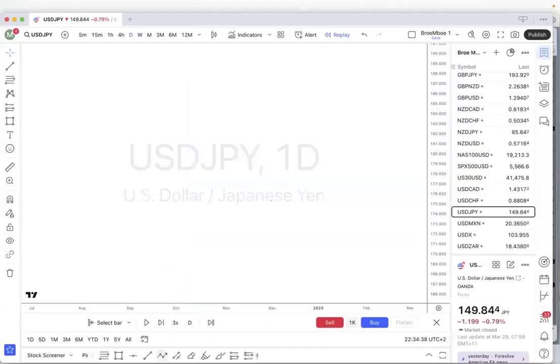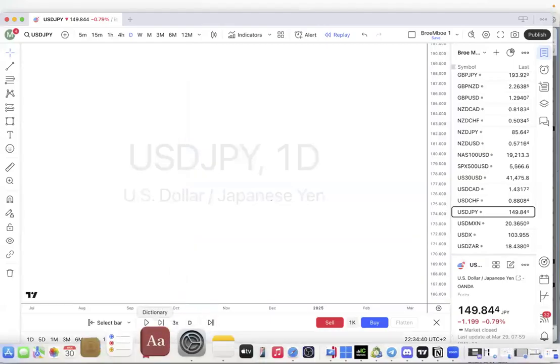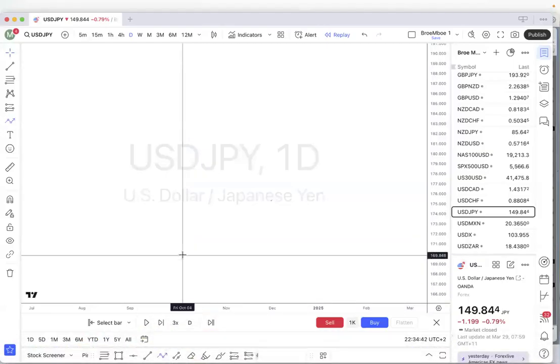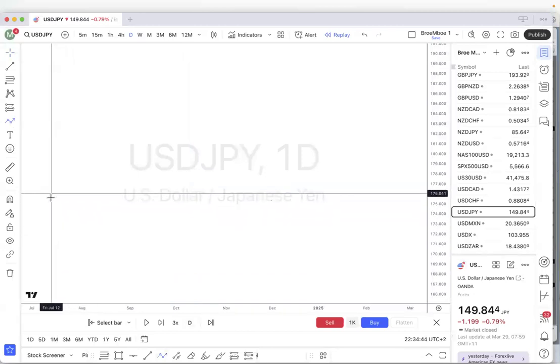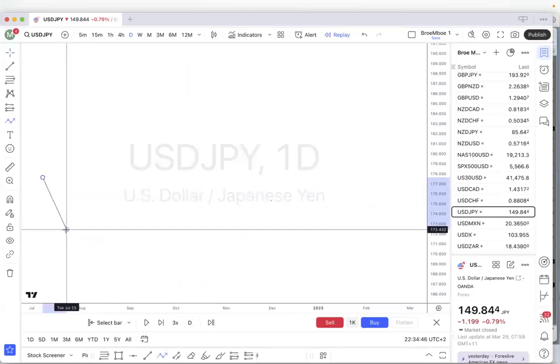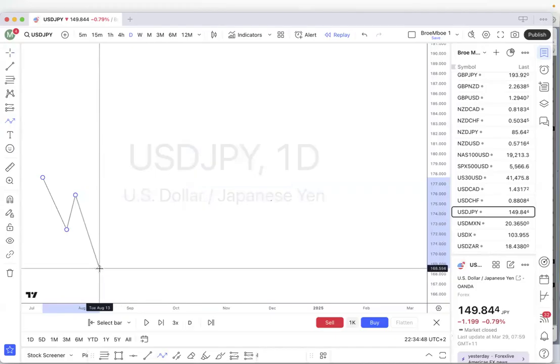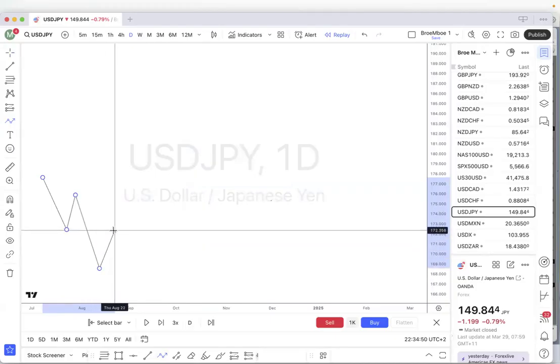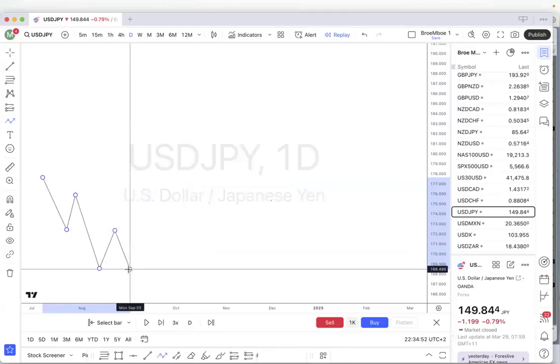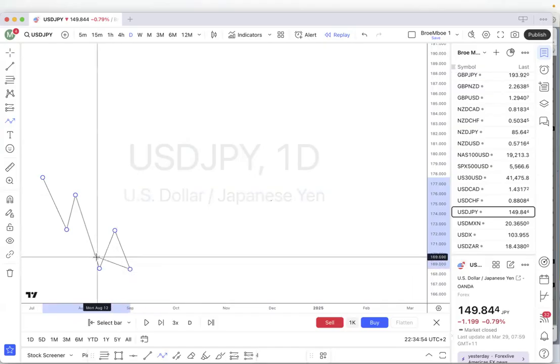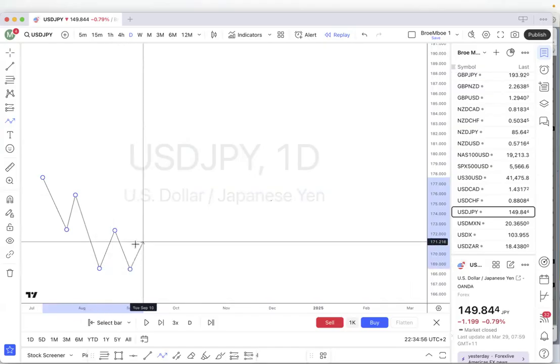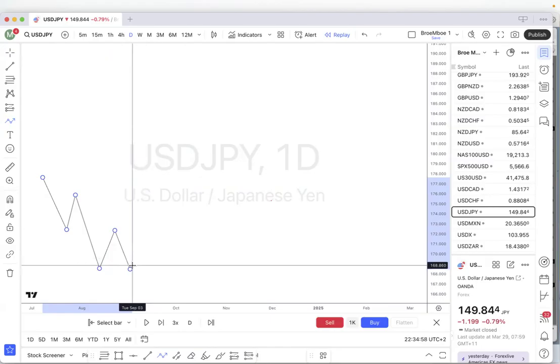So personally, I trade from the 4 hour, right? So if I have something like this from the 4 hour, and then I see a peak formation on the 1 hour, right? I see a peak on the 1 hour, and then I take the trade on the 1 hour.